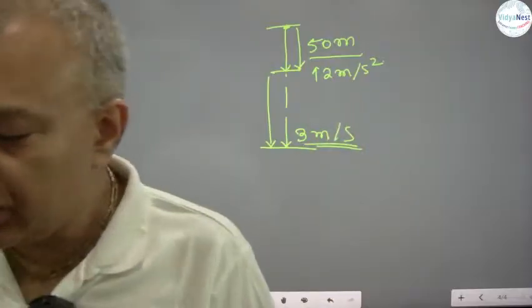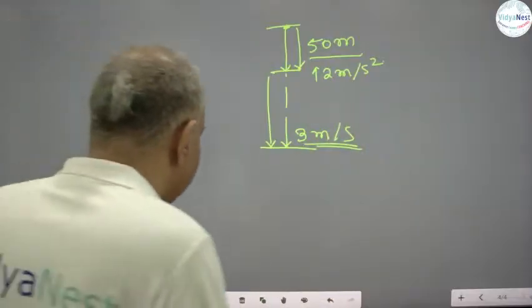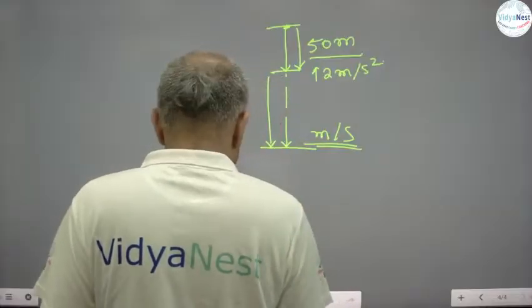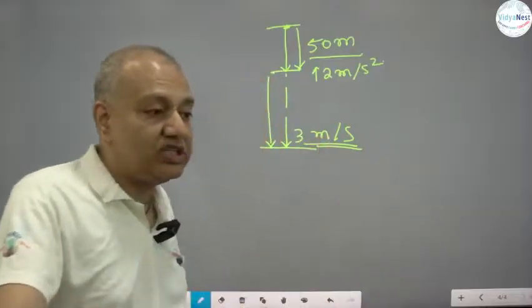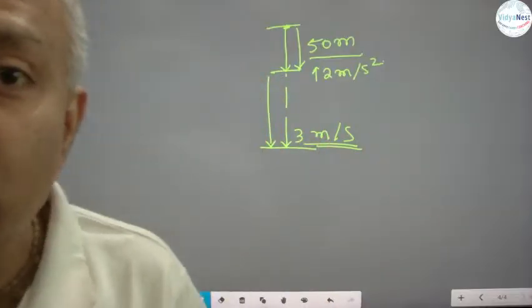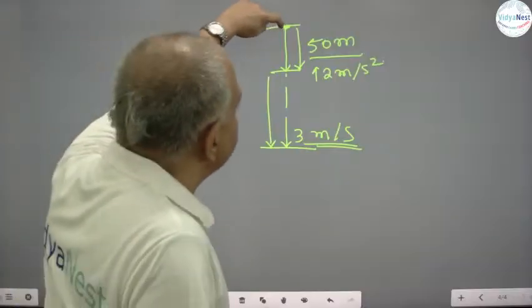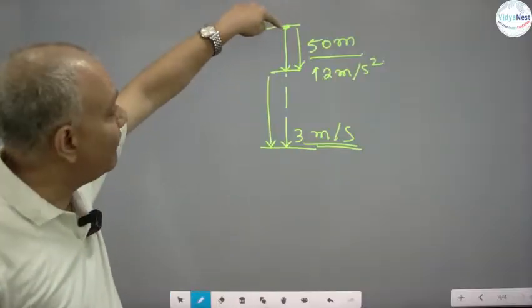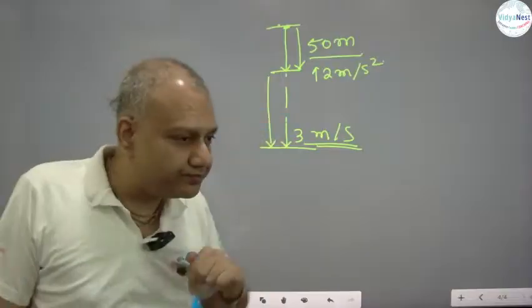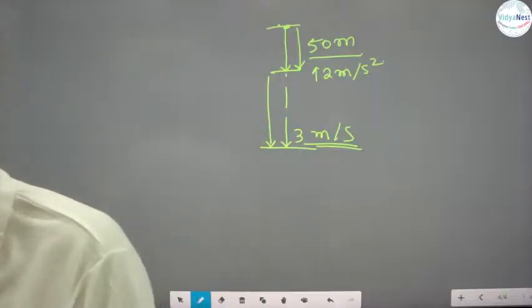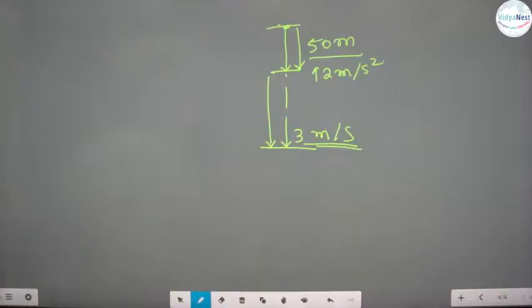Okay, he's reaching the ground with a velocity of 3 meters per second. So now the question is: what is the height of that initial position? What is the maximum height from where the parachuter jumped? I think the question is clear, children.